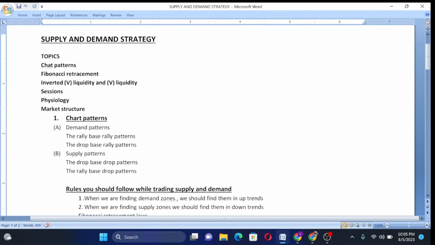Basically, today we are going to be focusing on liquidity, inverted V liquidity.